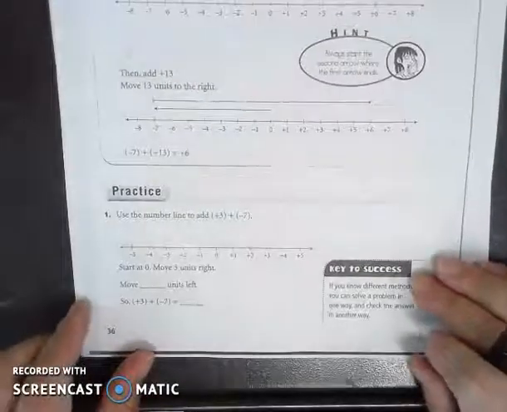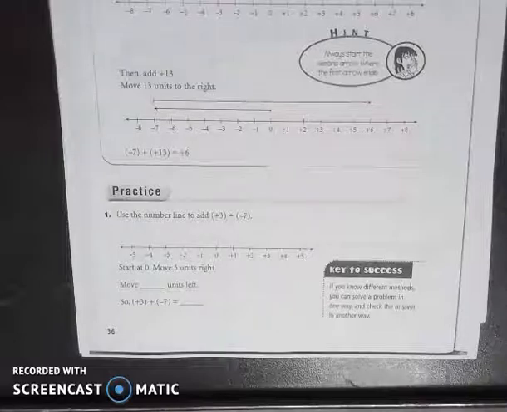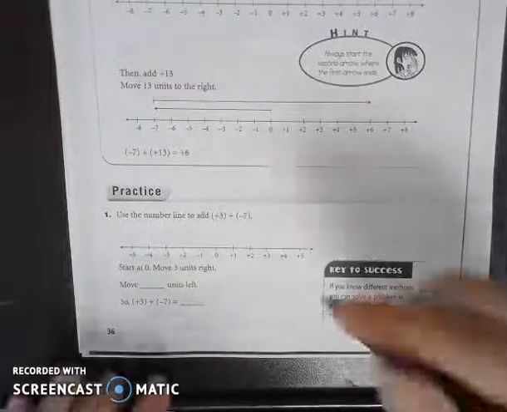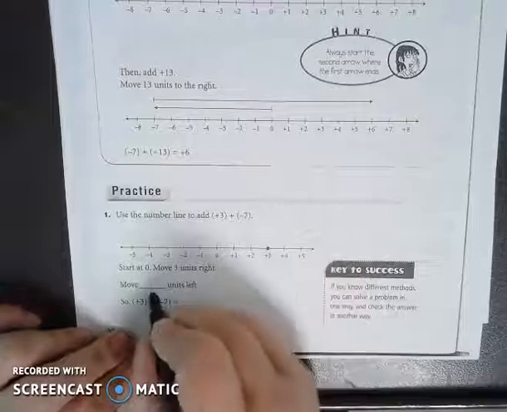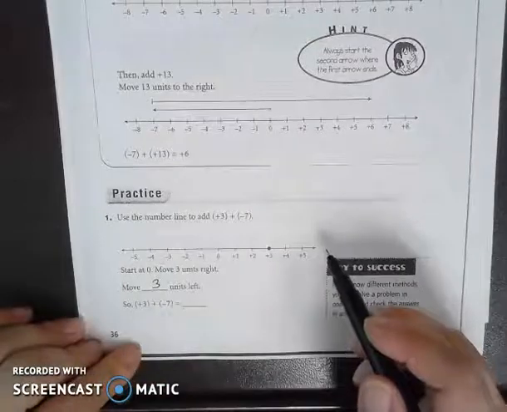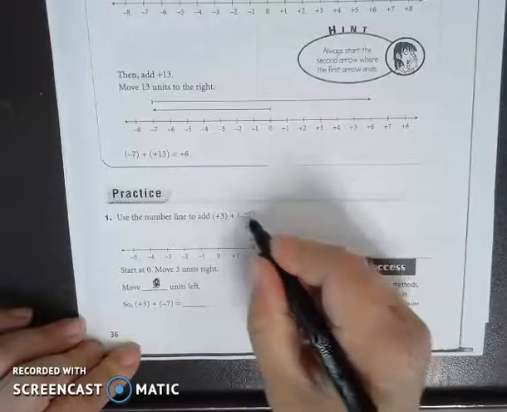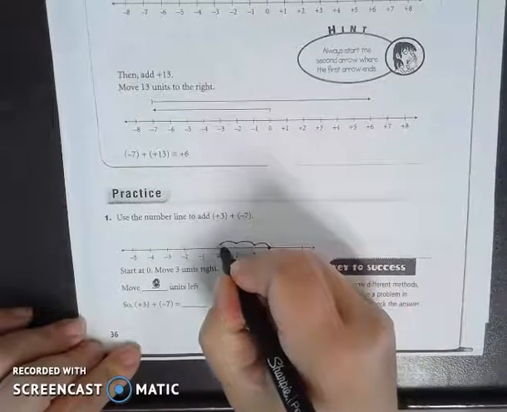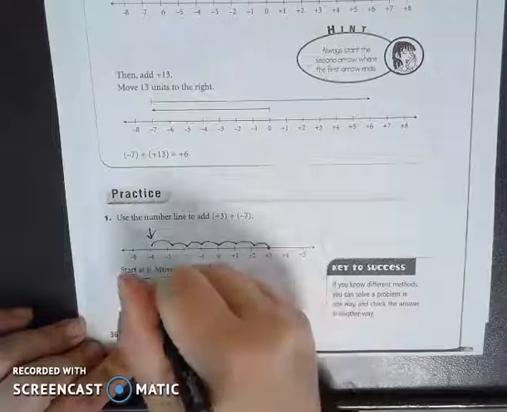All right, next one, we're getting into addition and subtraction of integers. So it says use the number line to add +3 and -7. One of the things it tells you to do is start at 0 and then find +3. So you move 3 units to the right. That puts you at +3. And then it says how many units to the left. So you're doing -7. So 1, 2, 3, 4, 5, 6, 7. And you're seeing where you are, which means that you're at -4.